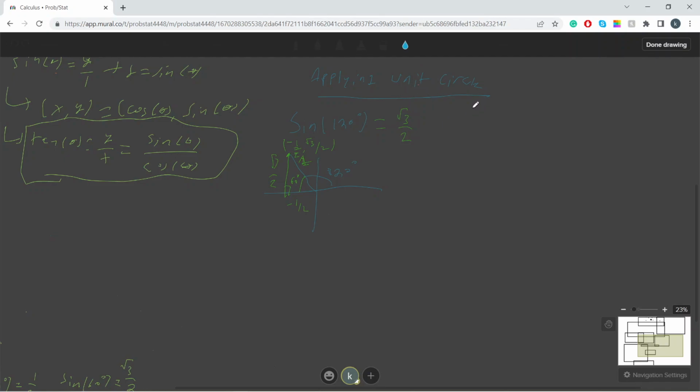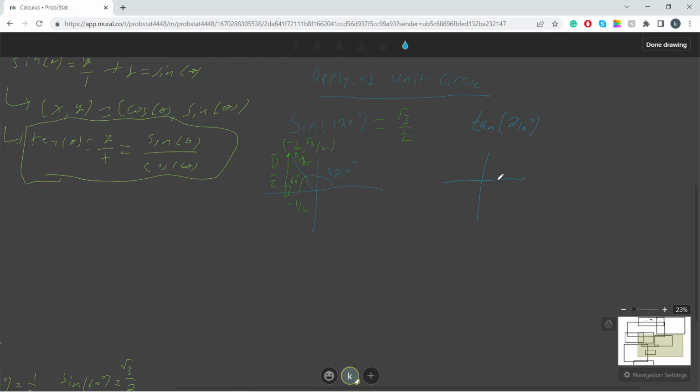Let's say we want to find the tangent of, let me pick a number, 210 degrees. So what do we do here? We'll draw a unit circle, and we'll see 210 degrees.